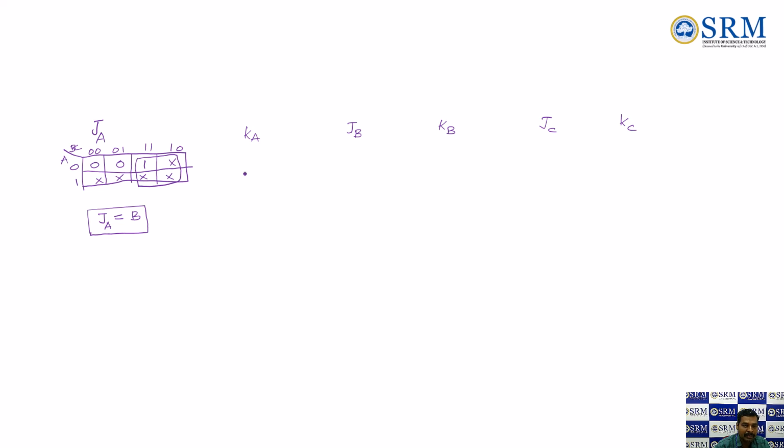After analyzing the K-maps, we'll get KA is equal to B bar, JB is equal to C, KB is equal to C bar, JC is equal to A bar, KC is equal to A, right? Now we are going to implement with the help of three JK flip-flops. Based on these obtained expressions, we are going to design the counter now.